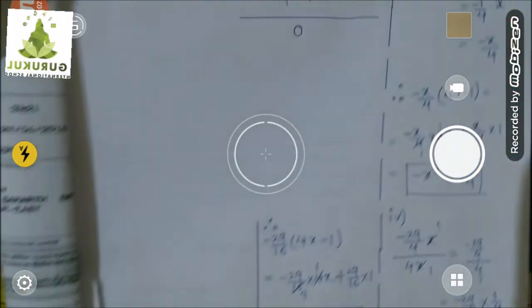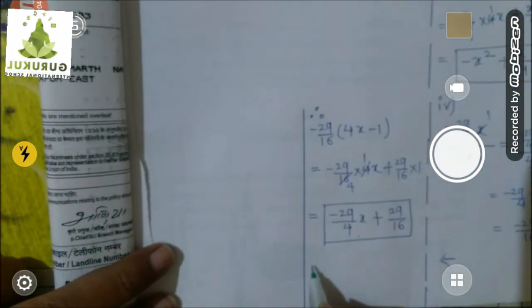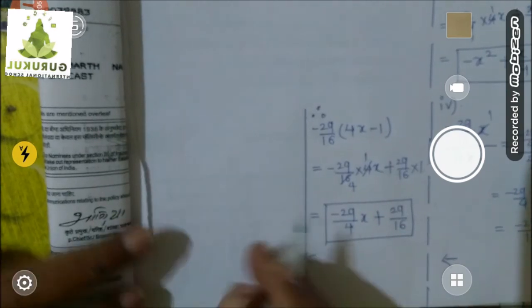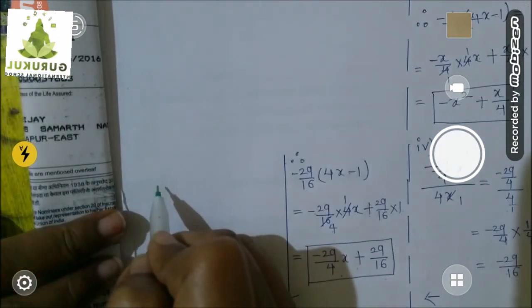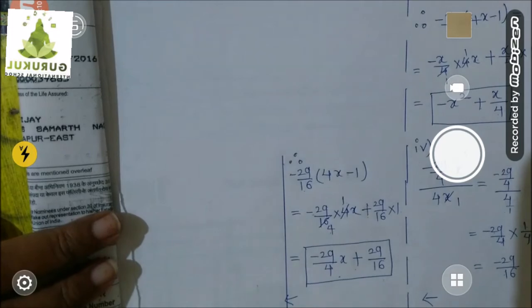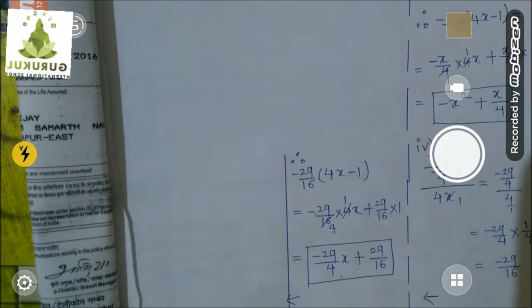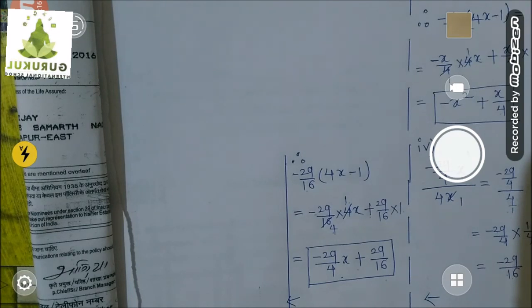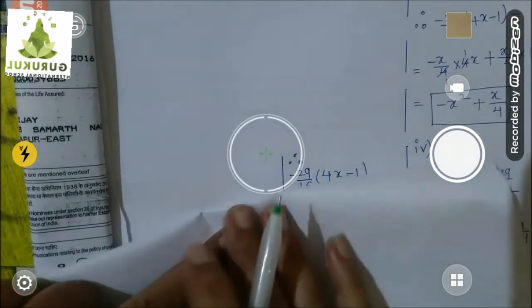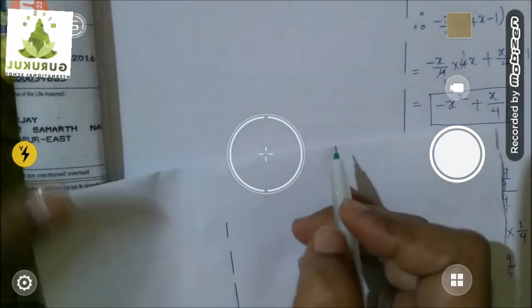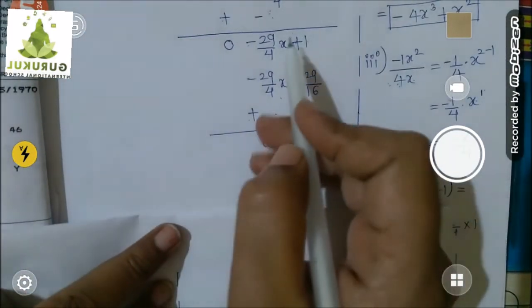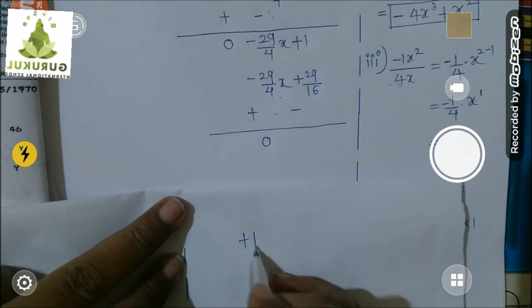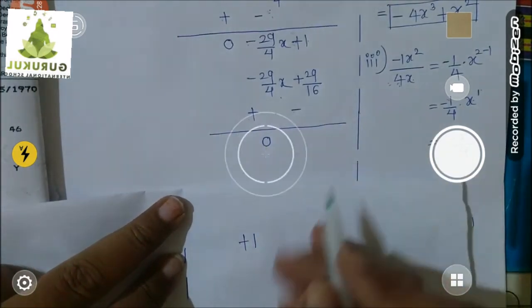Children, again I am doing the arrow over here, next step. So let's solve over here. What is that subtraction? We will solve it on the rough page. I will show you how the subtraction answer comes. See, I am doing this subtraction: plus 1 minus 29 upon 16.